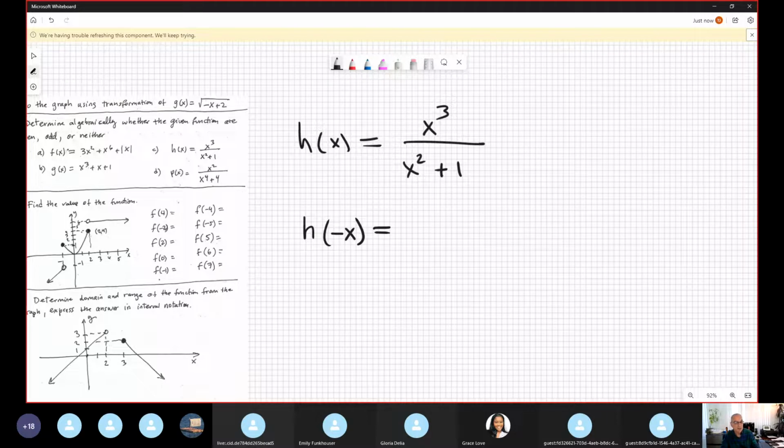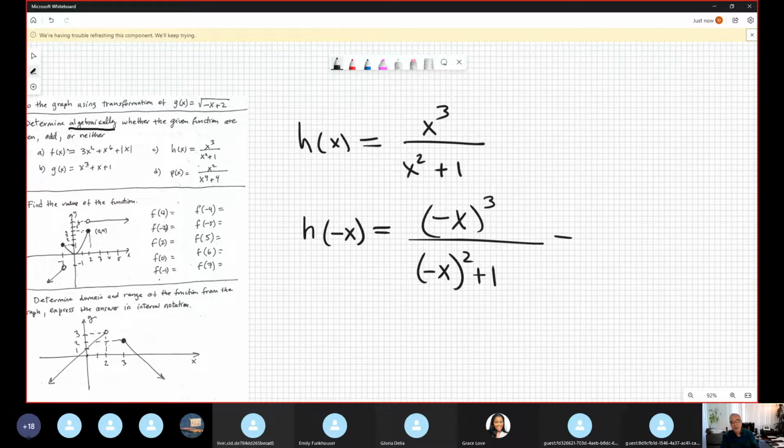This is the algebraic way. It's minus x cubed over minus x squared plus 1. I know very well that when the exponent is odd, it's negative. Negative x over, and I know very well that when the exponent is even, it's positive. Now I compare, but not yet. But wait a second. I forgot 3 here. It's 3.